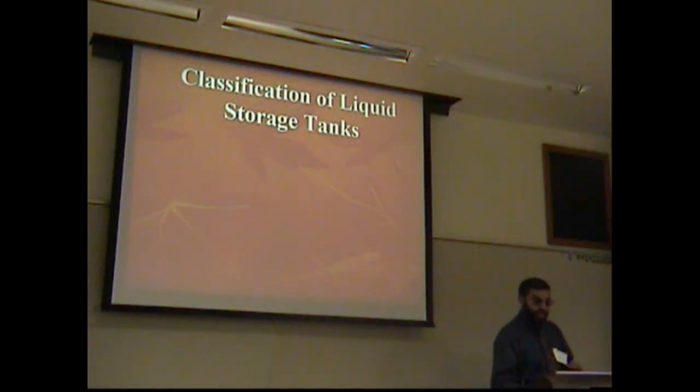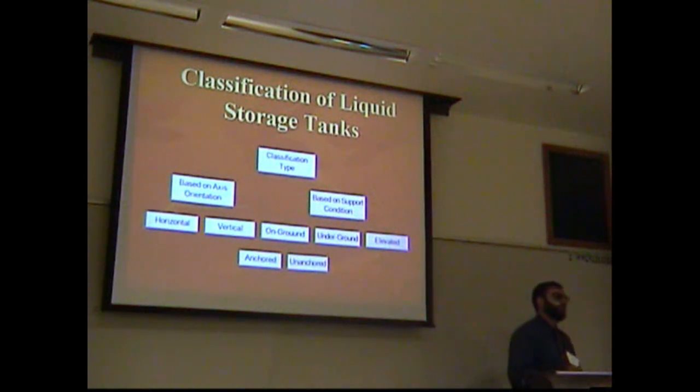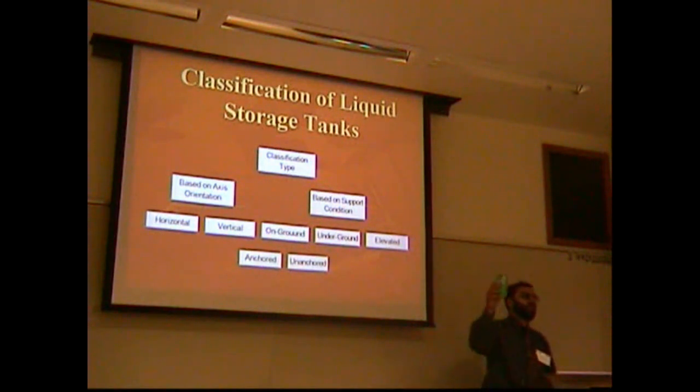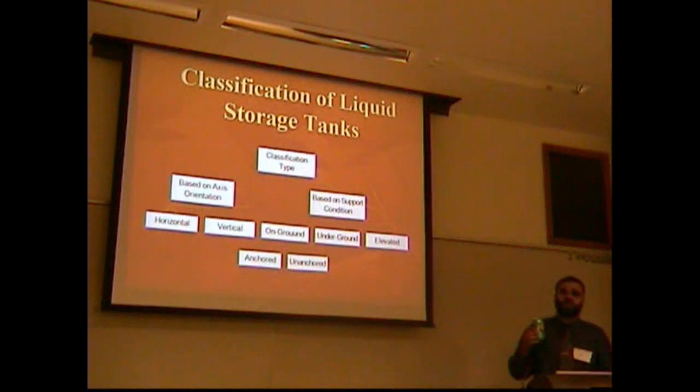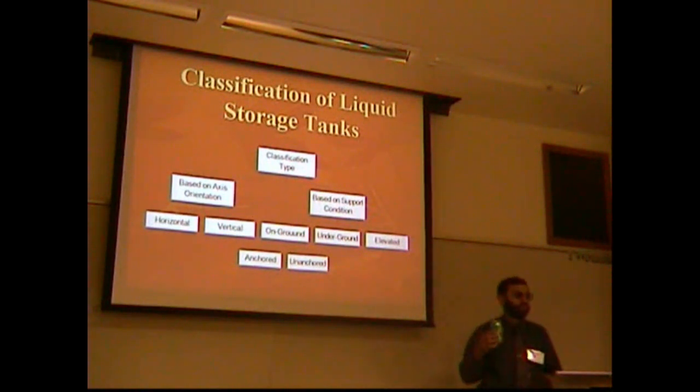We would like to talk next about classification of liquid storage tanks. Actually, I borrowed here a sample tank, so that would be something to use to explain things. Liquid storage tanks can be classified based on two criteria. The first one is the axis of symmetry. So we have vertical tanks and we have horizontal tanks. The second criterion could be based on the ground location or support conditions.